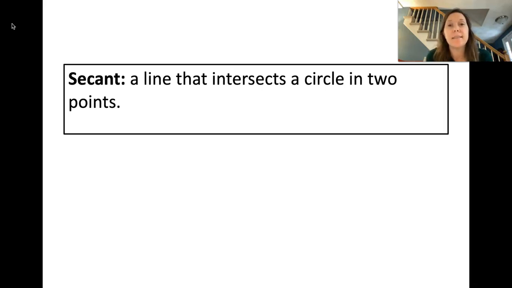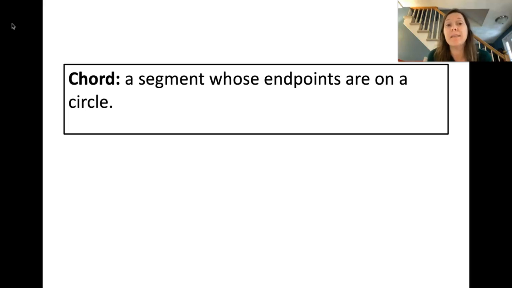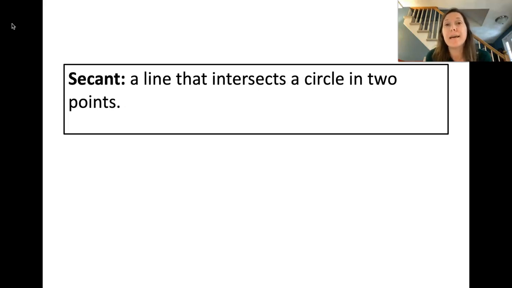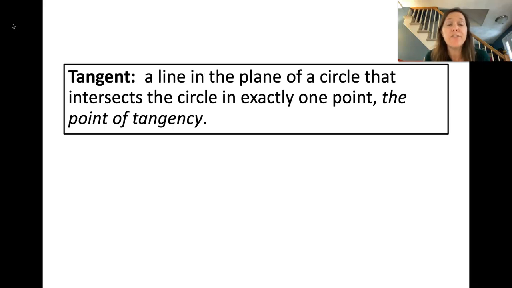A secant is a line that intersects a circle in 2 points. So notice the difference. A chord is a segment. A secant is a line. Remember, lines go on and on and on forever. A segment doesn't. It has endpoints. A tangent is a line in the plane of a circle that intersects the circle in exactly 1 point. And that point where it intersects, we call the point of tangency.